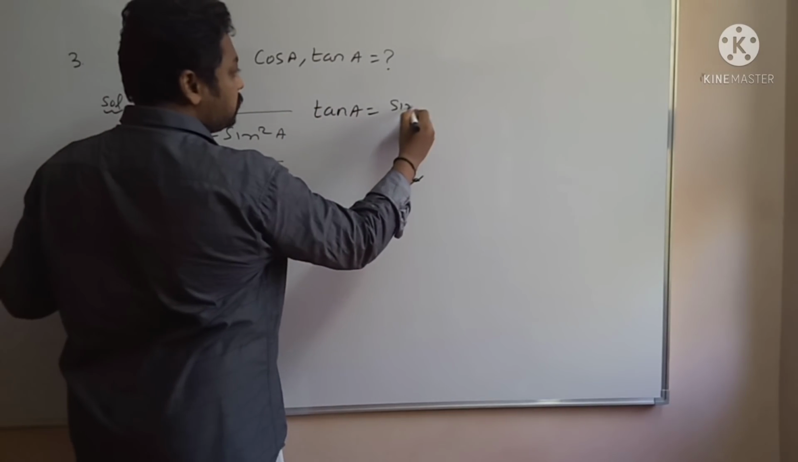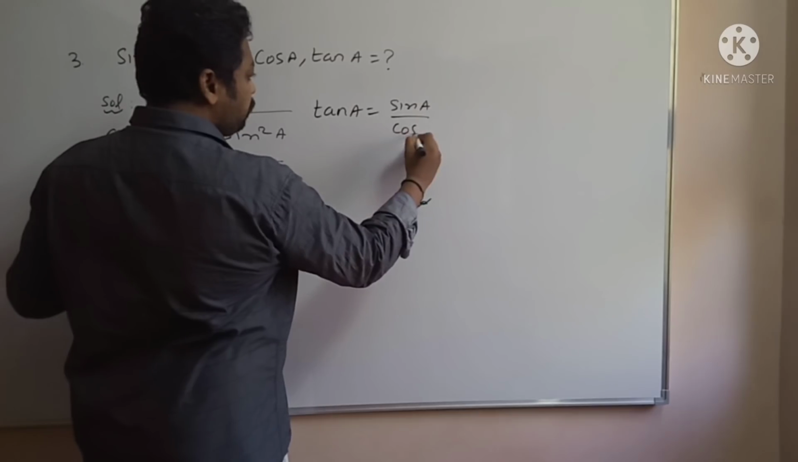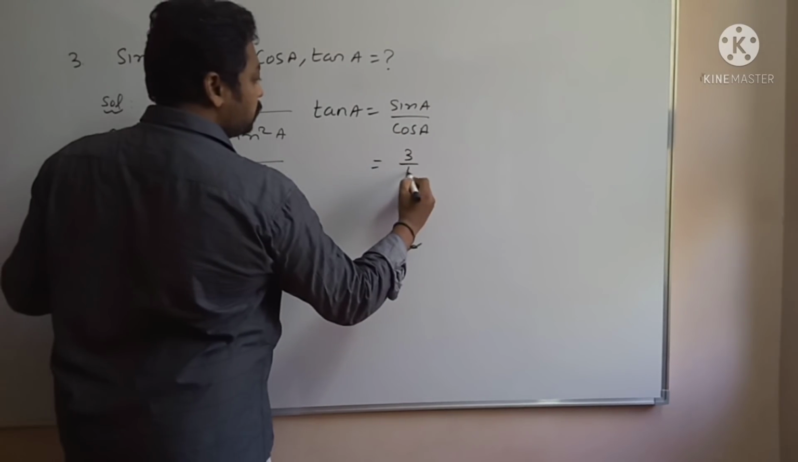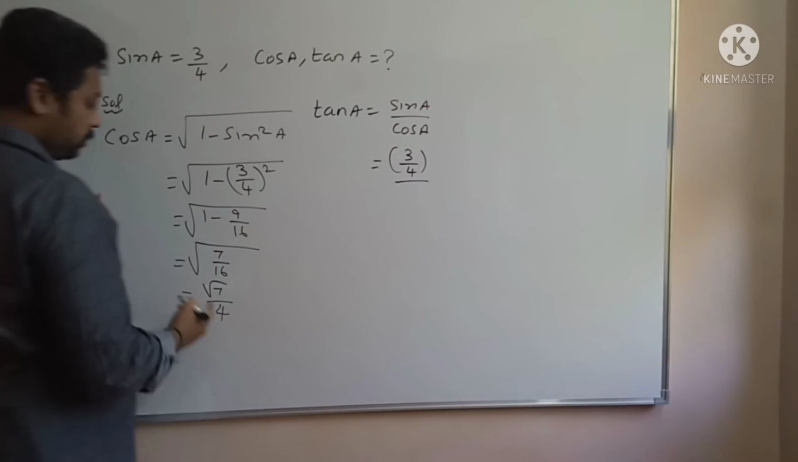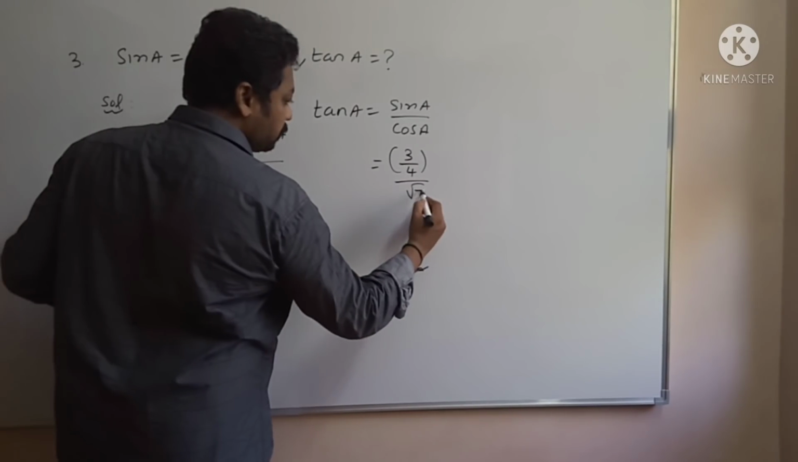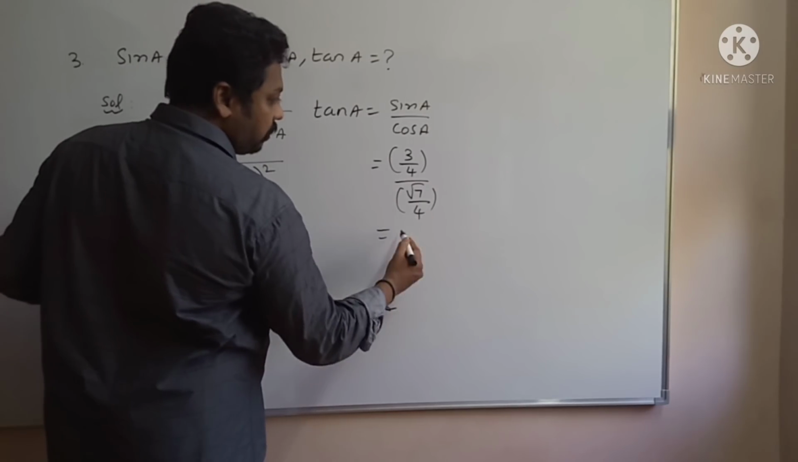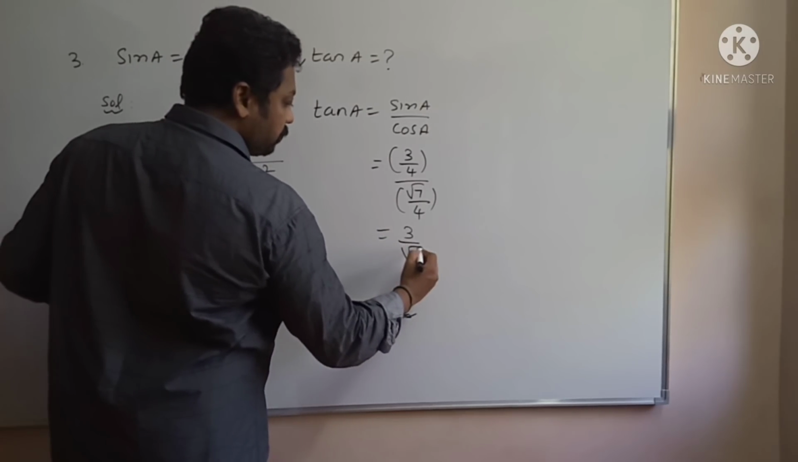Tan A is sin A by cos A, right? So what is sin A? 3 by 4, divided by cos A, which is root 7 by 4. So the denominator 4 got cancelled, and the remaining is 3 by root 7.